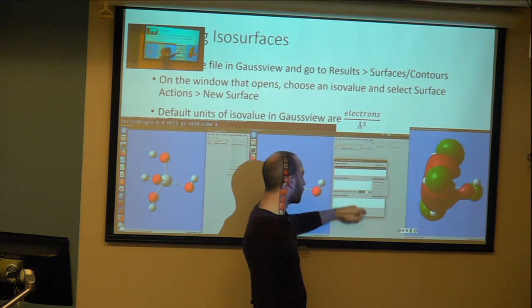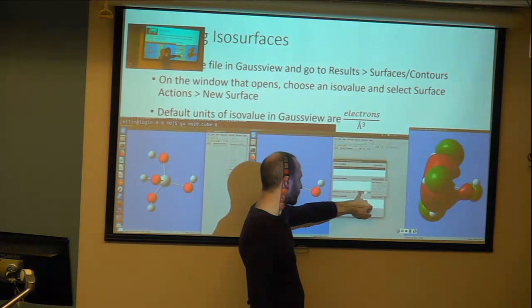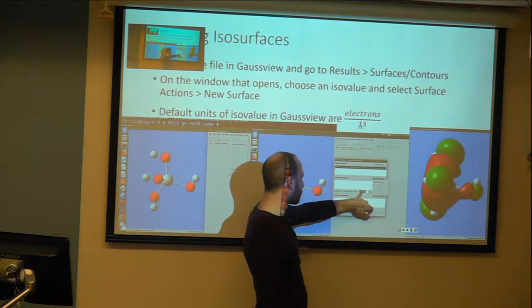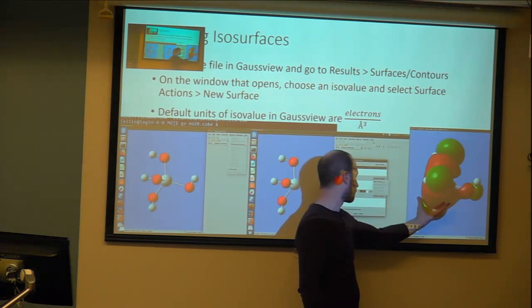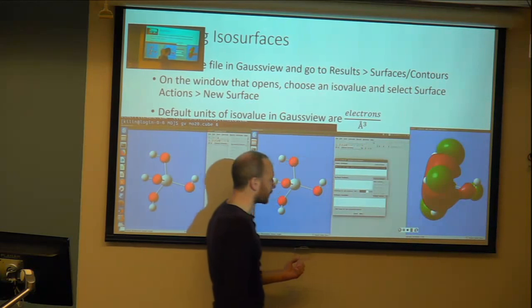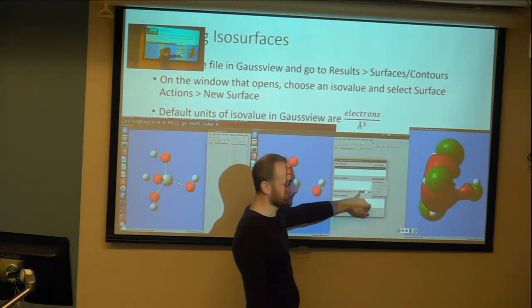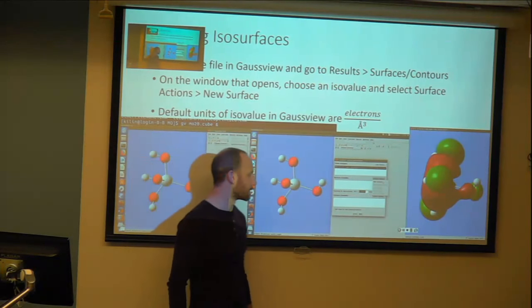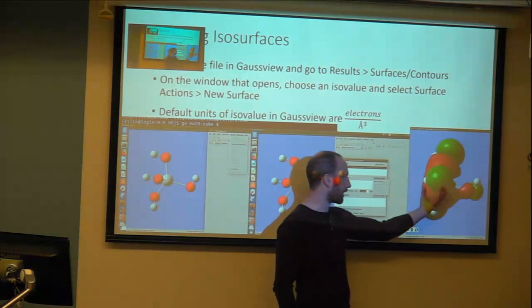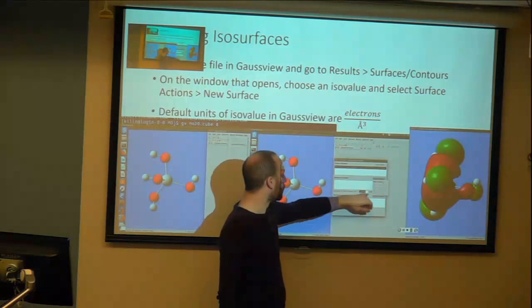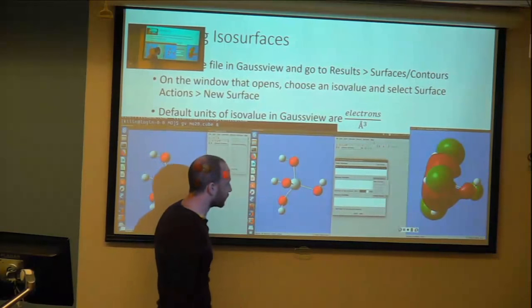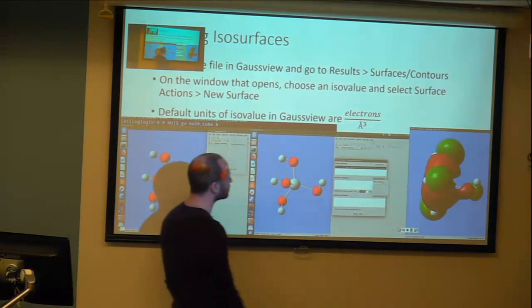From there, you just want to set your ISO value to whatever it is that you want to do. A smaller value will basically blow this up, and then a larger value will kind of shrink it down, because this is basically telling you the density of electrons that you're looking for. So like a higher density of electrons is only going to happen closer to the atoms usually. So then surface actions, new surface, and it will plot your isosurfaces.